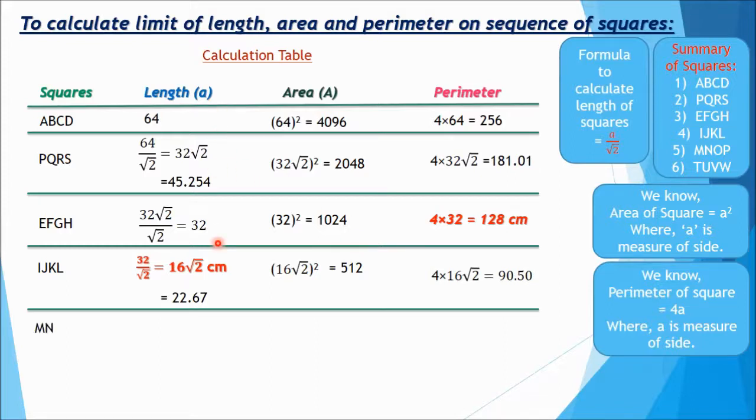And now again, MNOP. I think it's the second last figure, MNOP. Now that is 16 root 2 by root 2. Always remember, length will be taken from the previous square. The previous square is IJKL, so its length is 16 root 2. Root 2 and root 2 cancel, so that is 16 cm. Now 16 squared is in red color because in the question it is asked to find the area of the fifth figure. Now the area of the fifth figure is 256 cm square. Now let's find the perimeter of the fifth figure. That is 64 cm.